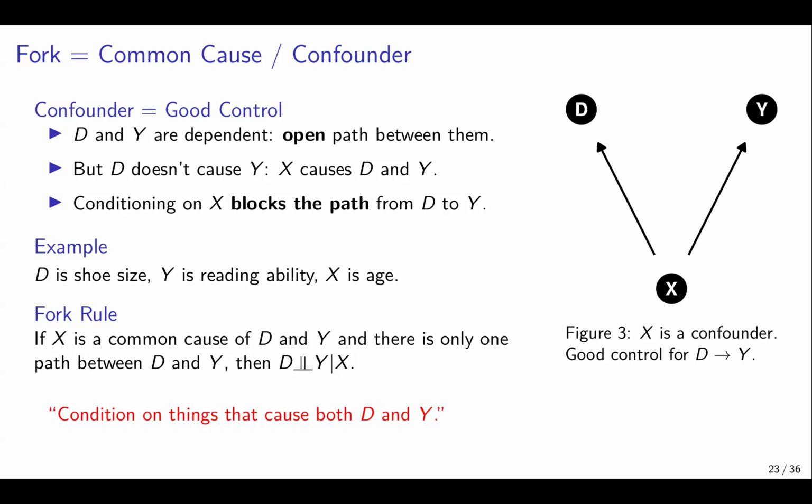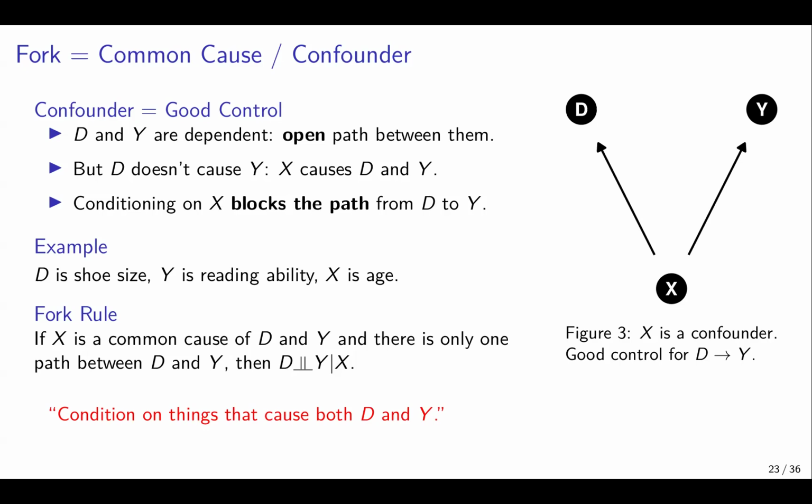So in this DAG, conditioning on X actually blocks the path from D to Y. Here's an example. Suppose D is shoe size, Y is reading ability, and X is age. Well, shoe size is correlated with reading ability. Why? Well, that's because younger people have smaller feet, and they haven't yet learned to read. But that's not because shoe size causes reading ability. It's because age causes both. And in that case, adjusting for age would be a good thing to do.